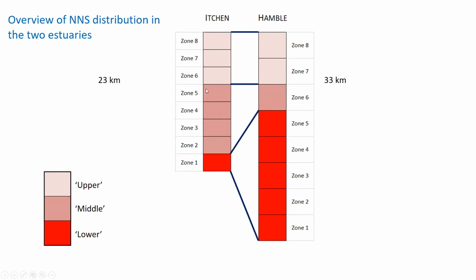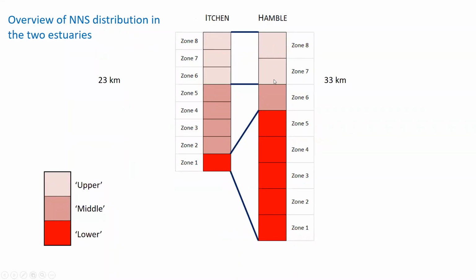But the Itchen has this long transitional phase, the middle estuary, which takes up 4 zones, whereas the equivalent part of the Hamble, according to this analysis, is just zone 6. And then above that, we have the area of first mixing of freshwater and seawater.